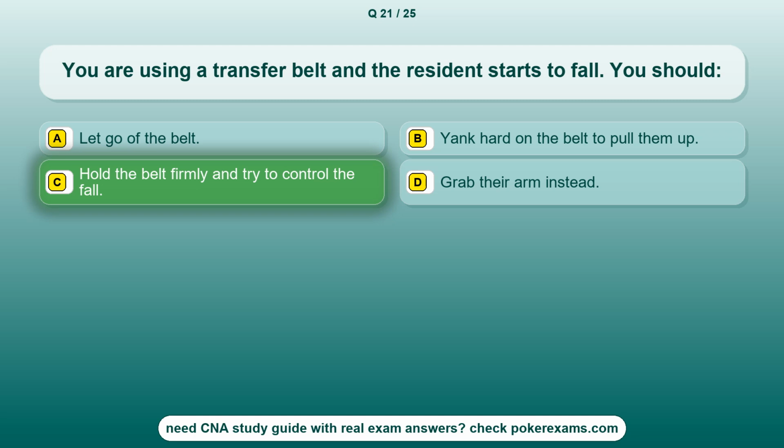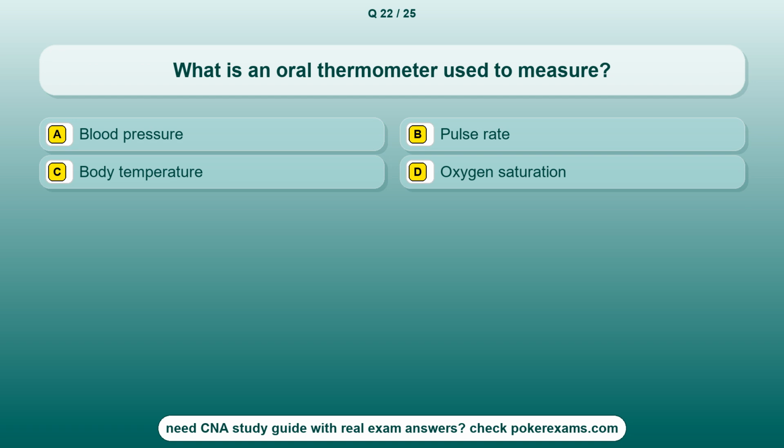The correct answer is option C. Hold the belt firmly and try to control the fall. Question 22. What is an oral thermometer used to measure? Option A. Blood pressure. Option B. Pulse rate. Option C. Body temperature. Option D. Oxygen saturation.